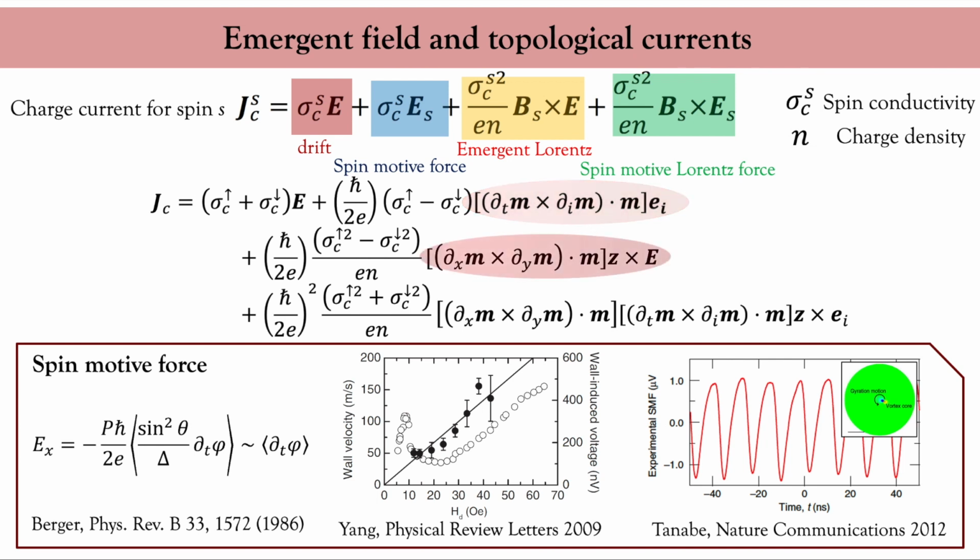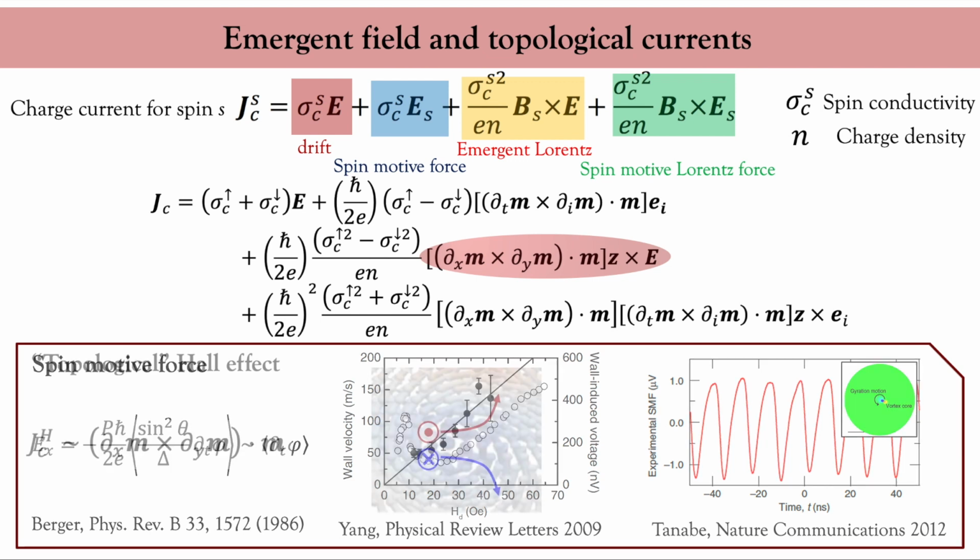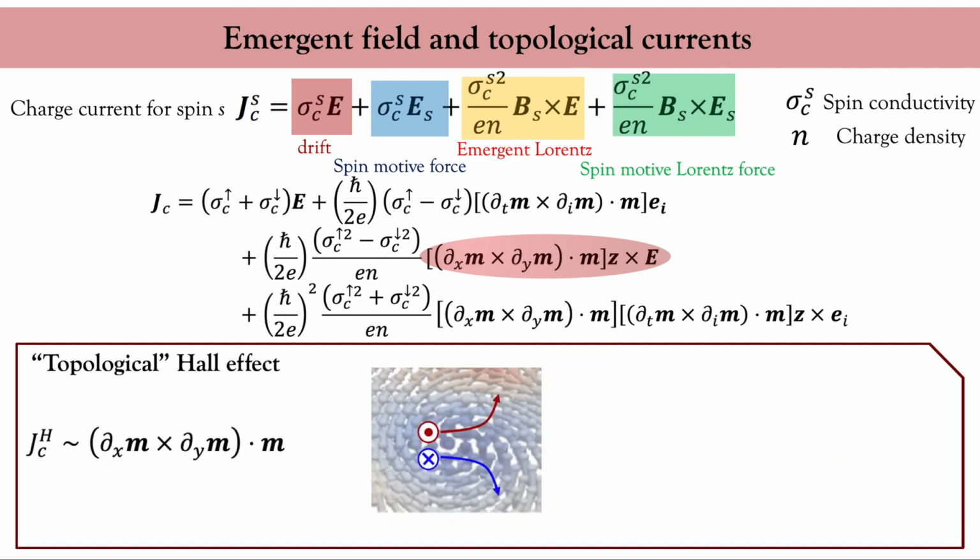Let's look at the third contribution to the current, the emergent Lorentz force. As we have seen above, when the magnetic texture is 2- or 3-dimensional, an effective spin-dependent magnetic field can emerge that is related to the curvature of the magnetic texture. This emergent magnetic field induces a spin-dependent Lorentz force on the conduction electrons, and because the current is itself spin-polarized, we end up with a so-called topological Hall effect that is driven by the curvature of the magnetic texture.